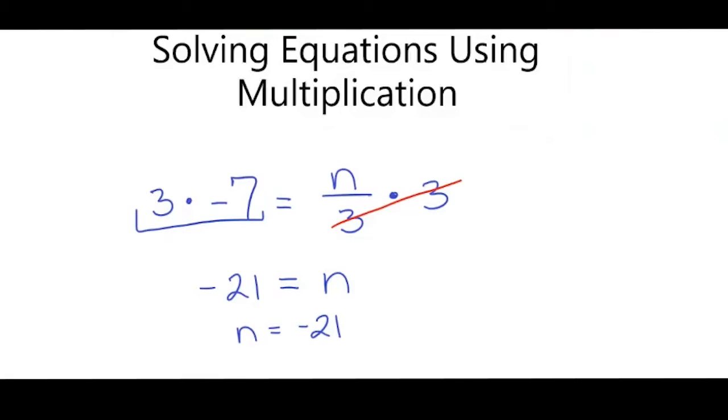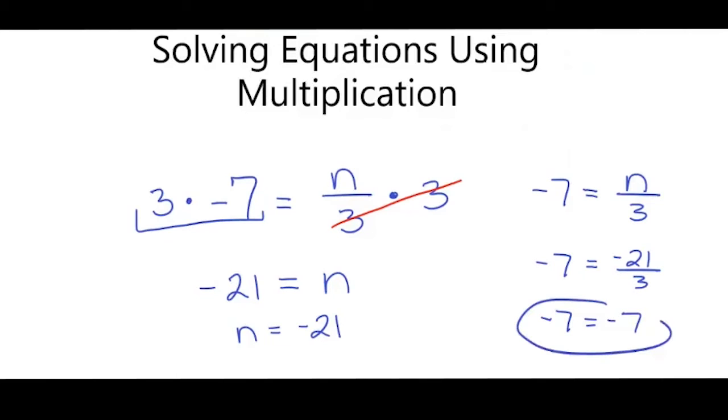So now I need to test it. So I have my original equation, which is -7 is equal to n over 3. Well, I have -7 equals -21 over 3. -7 is equal to, well, -21 divided by 3 is definitely -7. So this works. So that means that my answer is n equals -21.